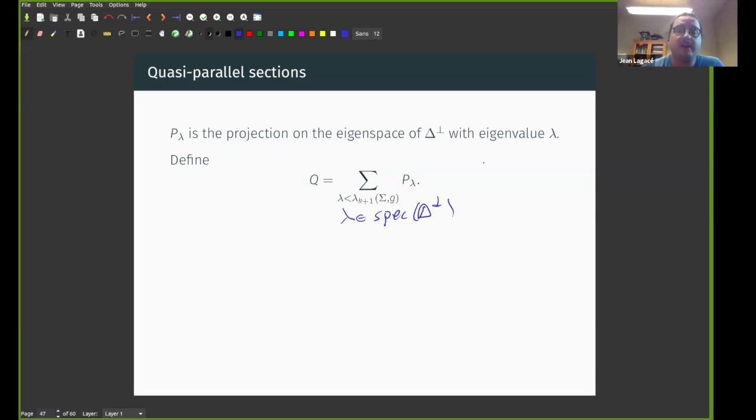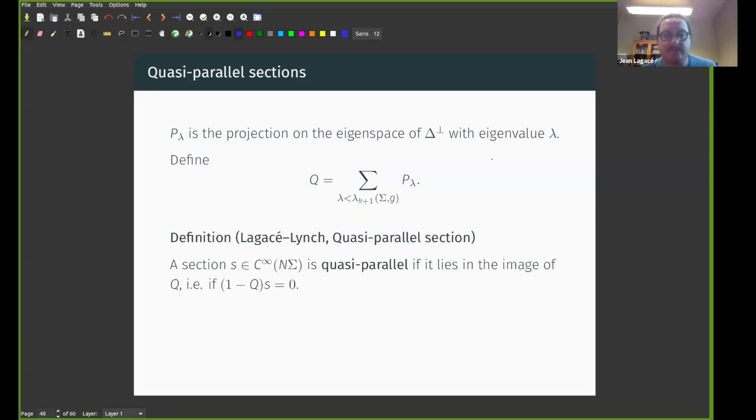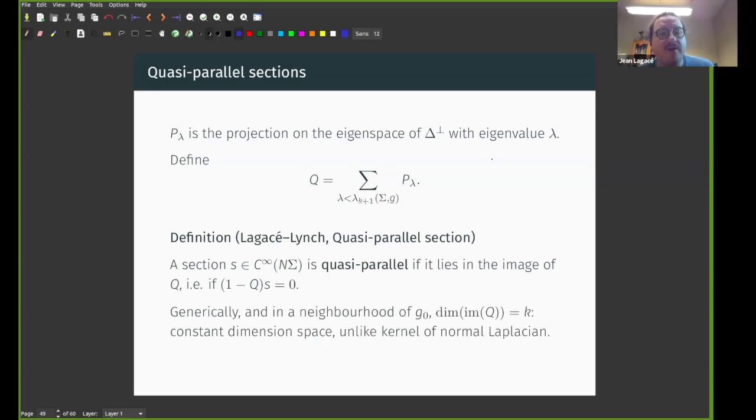So generically, this will have rank k, and I will call a section of the normal bundle quasi-parallel if it lies in the image of Q. That is, if (1 minus Q) applied to S is 0. And the important thing is that generically, and in a neighborhood of G0, the dimension of the image of Q is exactly k. This image has constant dimension, unlike the kernel of the normal Laplacian.